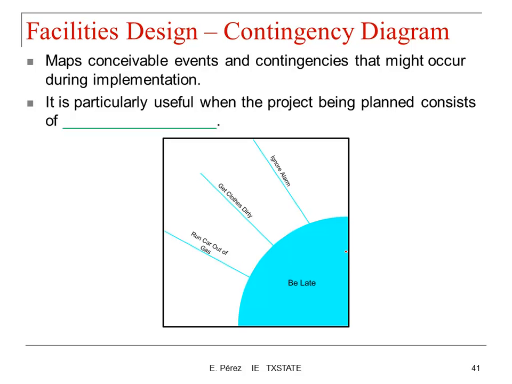The next one, this is called the contingency diagram, and this one maps conceivable events and contingencies that might occur during implementation. So if you come up with a model or design and you want to implement that one, this basically allows you to predict what things can go wrong. So it's particularly useful when the project being planned consists of unfamiliar tasks.